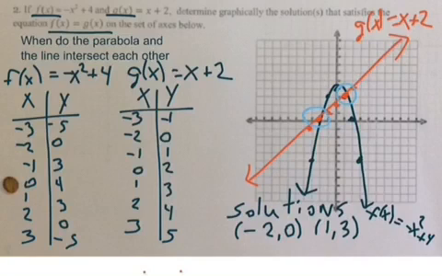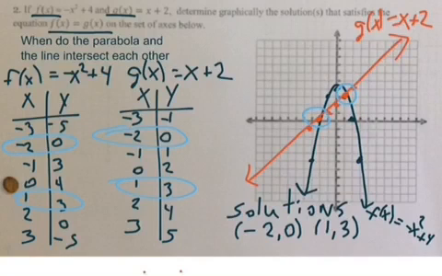Remember, you can also check your answers by looking at the table where the coordinates are the same. In this case, again, it is (-2, 0) and (1, 3). These answers should match up with the answer that you got on your calculator.